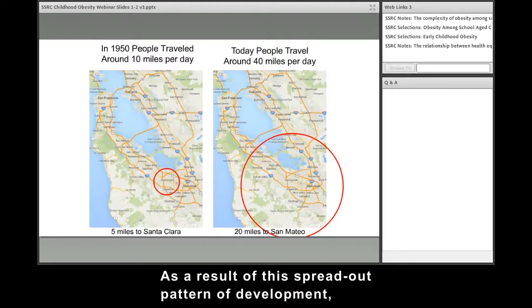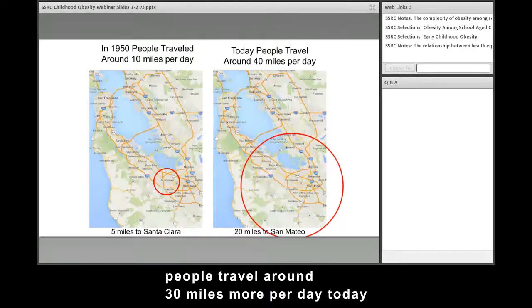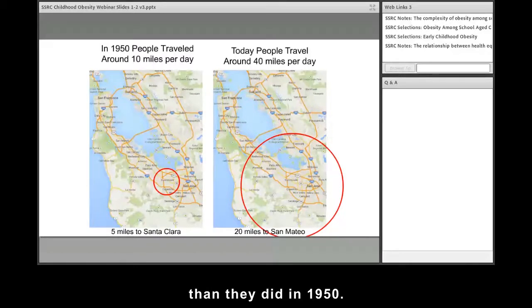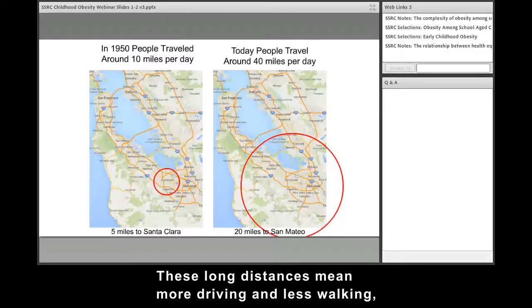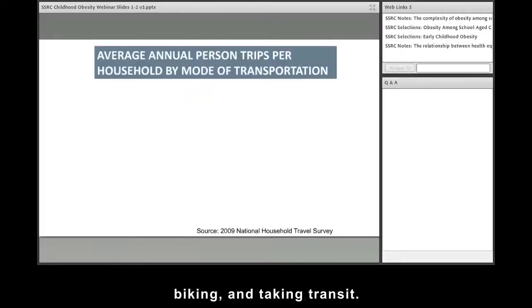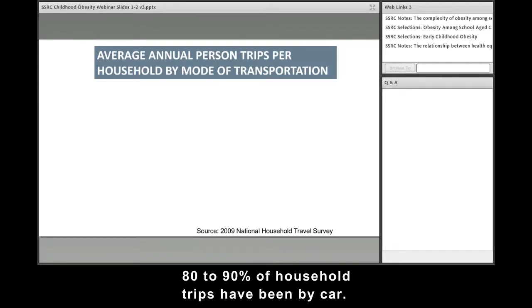As a result of this spread out pattern of development, people travel around 30 miles more per day today than they did in 1950. And these long distances mean more driving and less walking, biking, and taking transit. To the point where, since 1977, 80 to 90% of household trips have been by car.